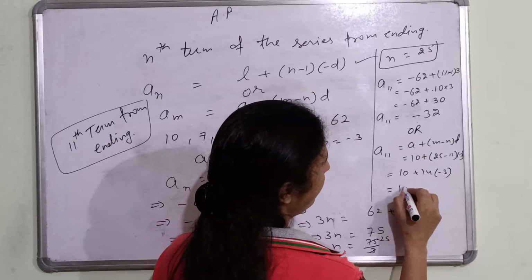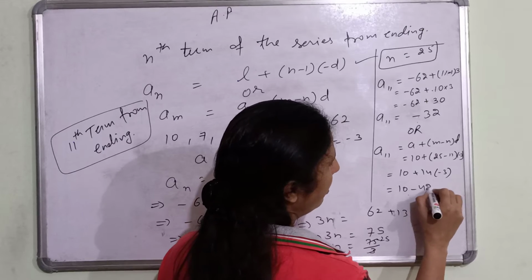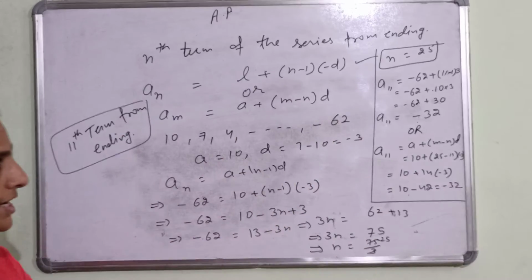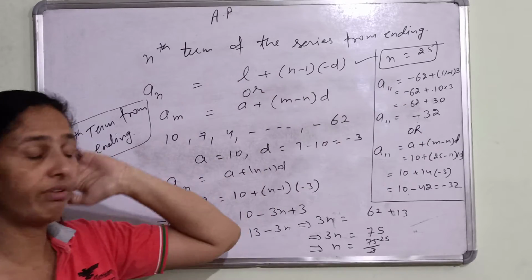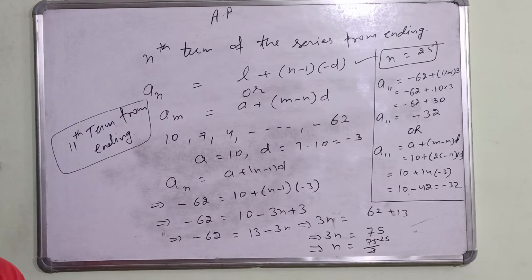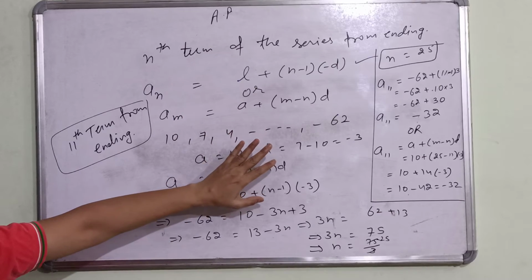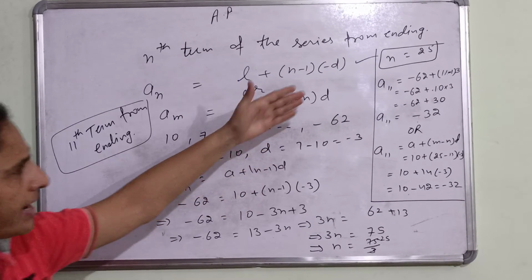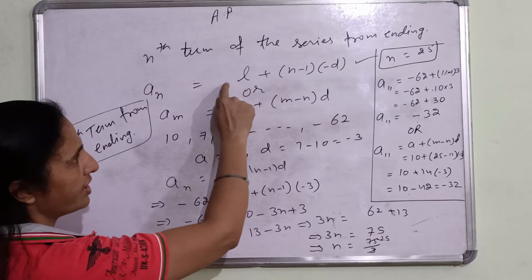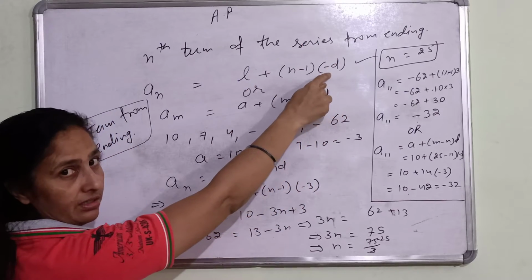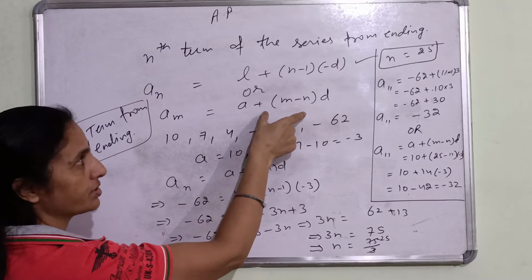So 10 minus 42 is minus 32. By using these two formulas, you can find the nth term from the end of the series. Is that clear? Either formula can be used, but whenever you use this one, you have to take the negative of d. Otherwise you can use this one.